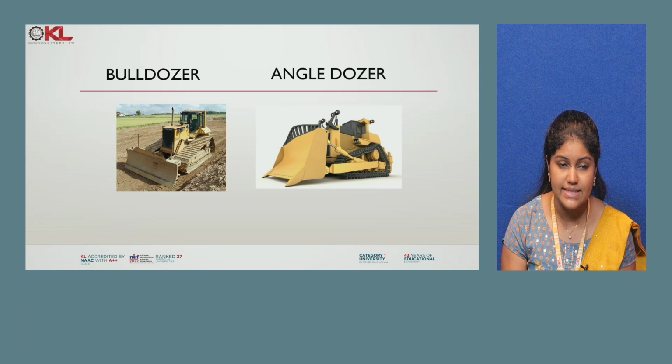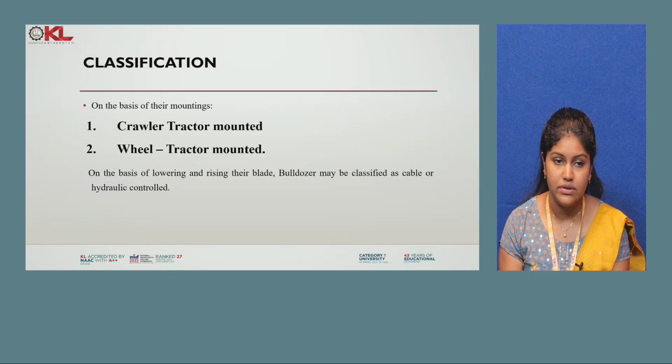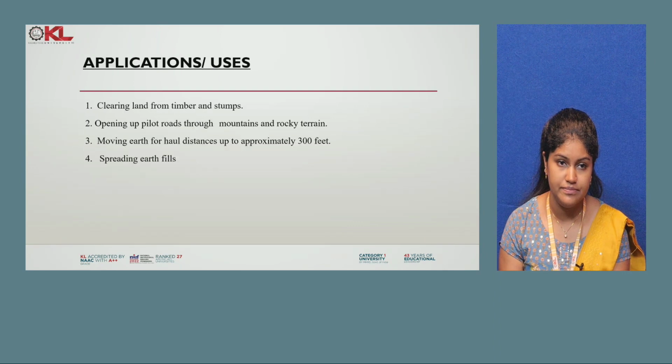Here you can see how the bulldozer works. You can see the bulldozer and the angle dozer. The classification is the same type, crawler mounted or wheel mounted. I had already explained the two in the earth excavation equipment.